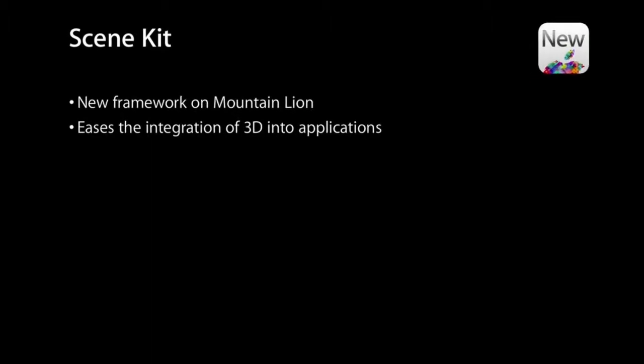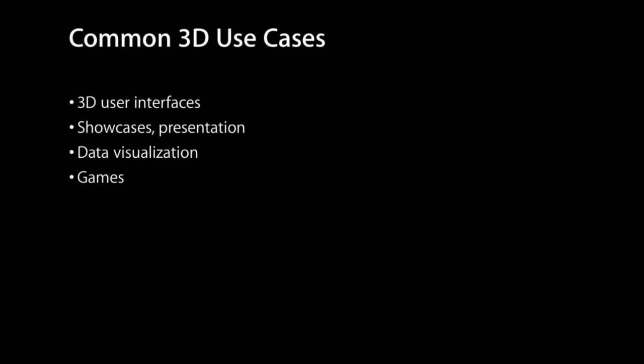So what's SceneKit? SceneKit is a new framework on Mountain Lion, and its goal is to simplify the integration of 3D in applications. There are many use cases for 3D in applications. For instance, sometimes it is used in 3D user interfaces, like the book template chooser in iPhoto, or CoverFlow in iTunes, and Finder or Safari Top Sites, etc.